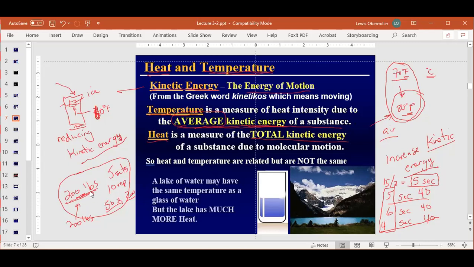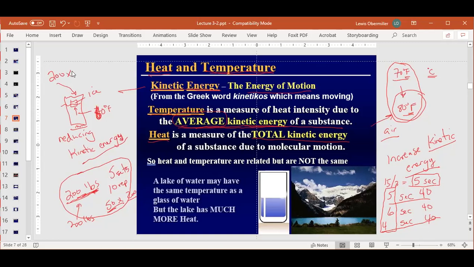Now, what's the total weight that you've lifted? You've lifted this 50 times. So it would be 200 times 50, which would be 10,000 pounds. Could you lift 10,000 pounds at once? No. Probably not. So remember, the total is way different than average, right? The total speed of these is 15 seconds.